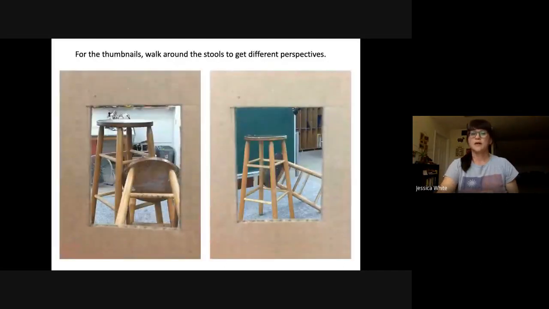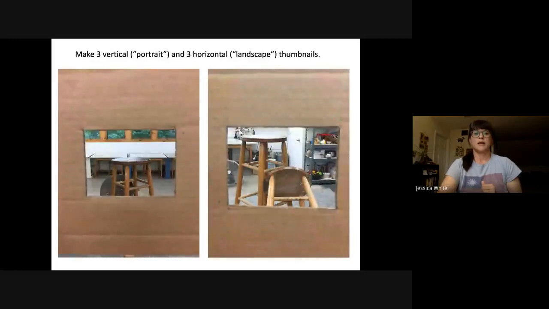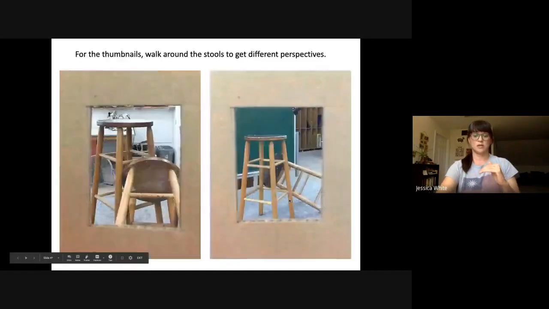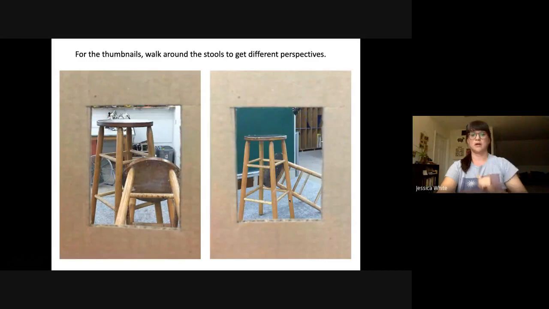So when you're making the thumbnails, what I want you to do is walk around the stools to get different perspectives. You can see how the 2 stools that I've placed there can look different depending on where you're looking at them. I want you to, again, make 3 vertical or portrait layout thumbnails and 3 horizontal or landscape thumbnails. So here I've shown the landscape versions. These are horizontal, and then the slide that we just looked at is what it would look like vertically.